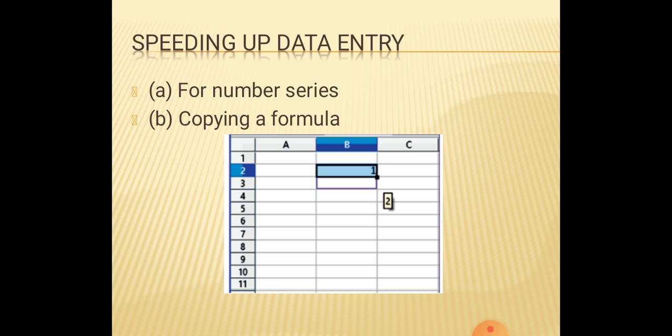Okay, so that it will produce a series of sets, that is 1, 2, 3, 4, up to however many cells you are selecting. The next one is copying formula. If I am typing A1 plus B1 in this series, the same formula will be copied there also: A2 plus B2, A3 plus B3, based on the cells selected. Okay, this is how we can speed up your data entry in the spreadsheet.